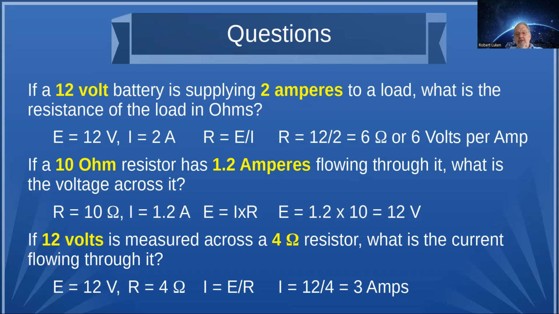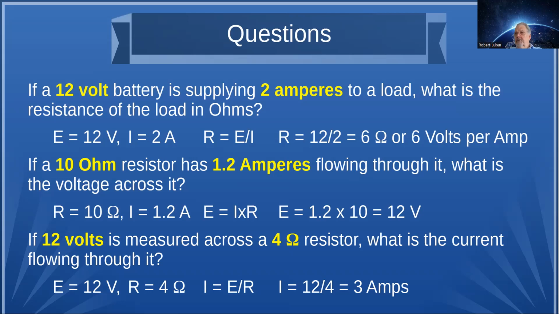So if I've got a 10 ohm resistor that has 1.2 amperes flowing through it, what is the voltage across it? If we go to the pie chart and we want to know what the voltage is, remember we put our finger over E, so that leaves the bottom, which is I times R. So I is 1.2, R is 10, E is 12 volts.